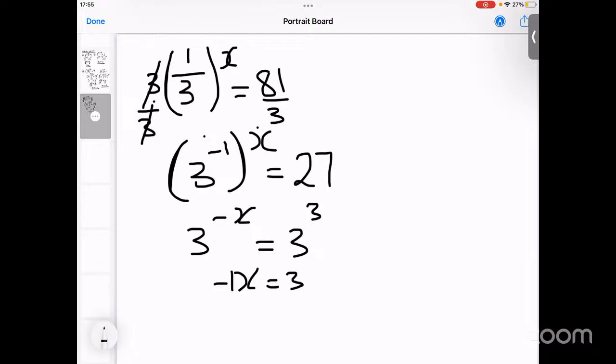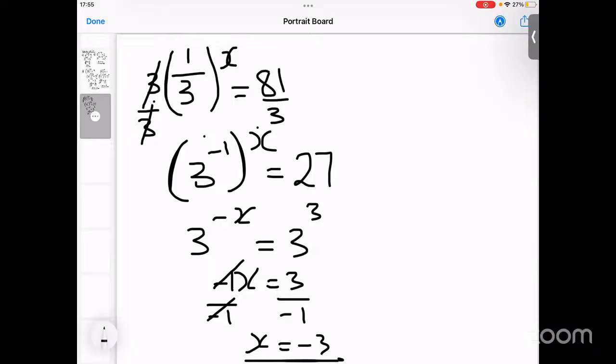The bases, they disappear because they are the same. And then what you do, those cancel. Got your x, which is that into that, it becomes negative 3. And that is the end of it. I hope that part makes sense.